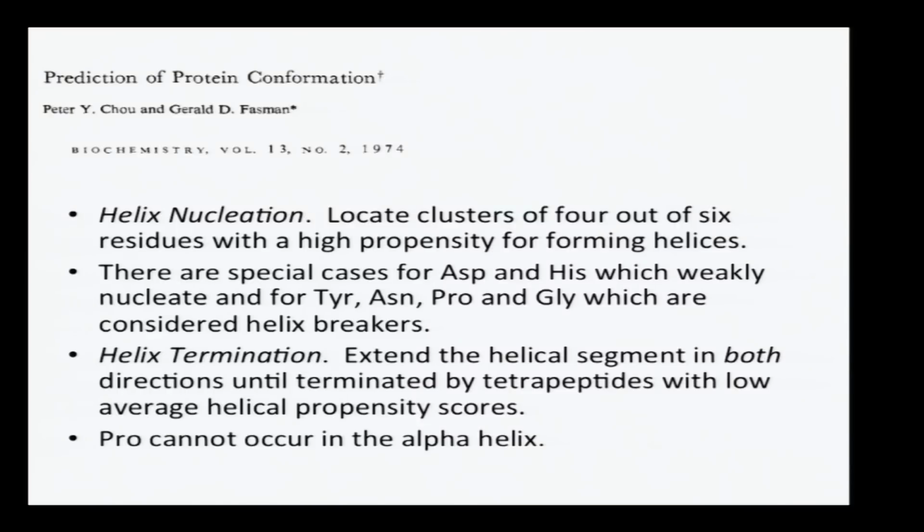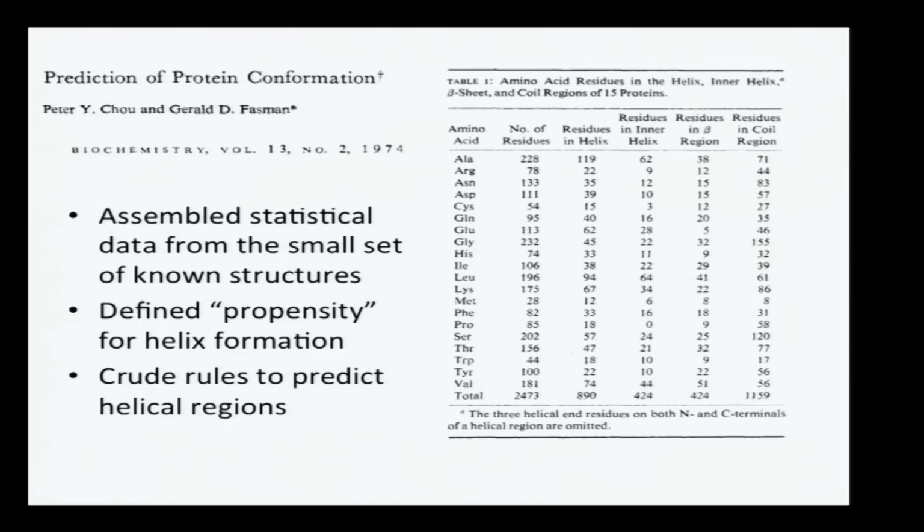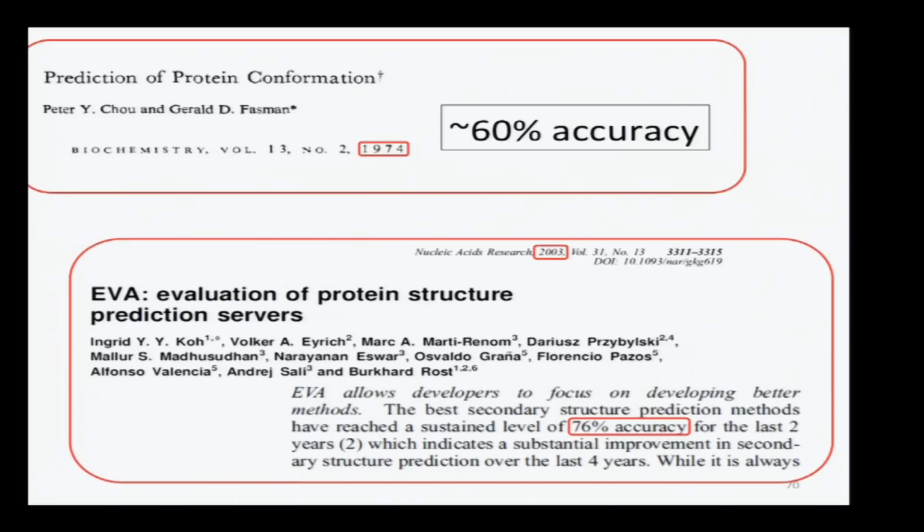The amazing thing is, with this very ad hoc approach and a very, very small database of protein structures, the total number of residues they're looking at over all the structures is 2,473 residues, not structures. Now we have many, many more times that number of protein structures. Even with that, in 1974, they were able to achieve 60% accuracy in predicting the secondary structure of proteins. So it's really an astounding accomplishment.